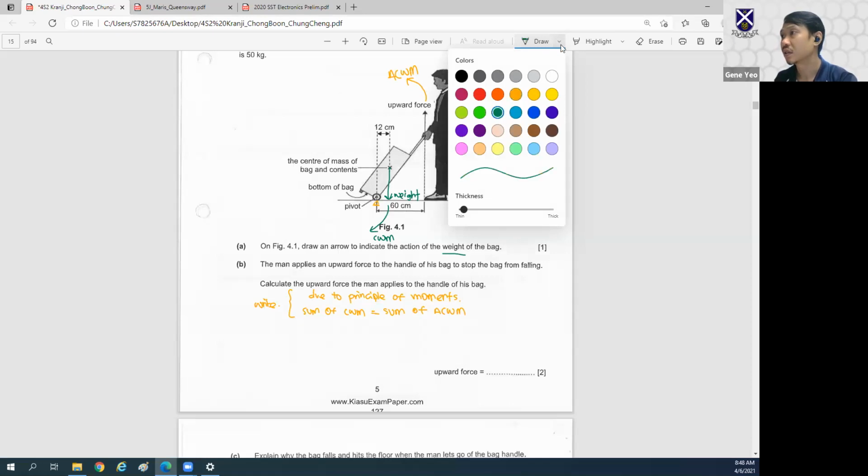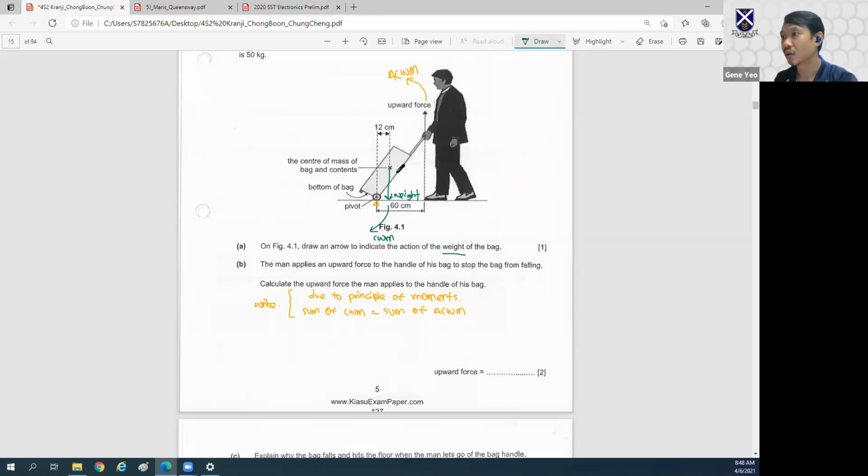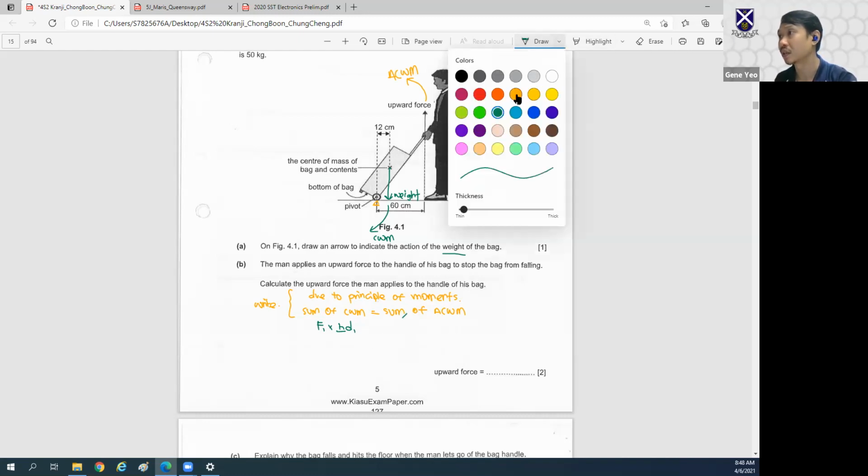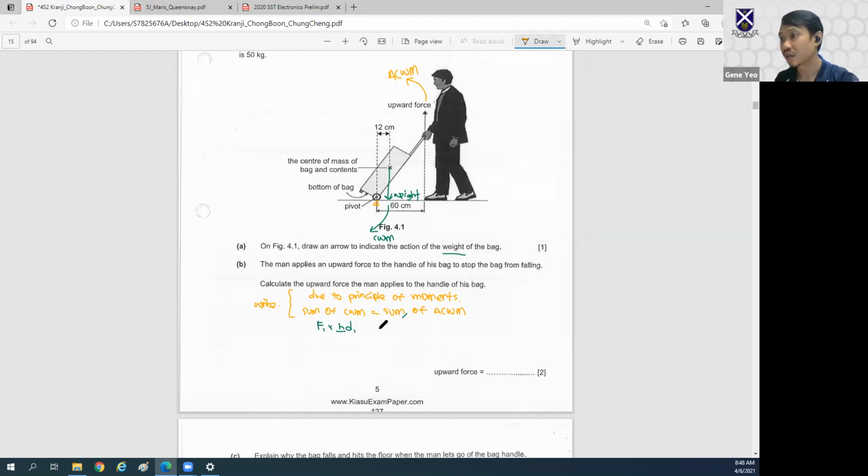Next, let's calculate the clockwise moment. So the moment is always the force times the perpendicular distance. Okay, remember that it's always force times perpendicular distance. So same thing for the anti-clockwise moment. It is always the force times the perpendicular distance, right?